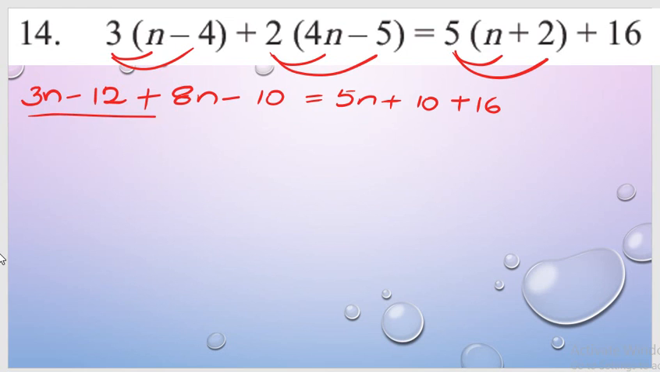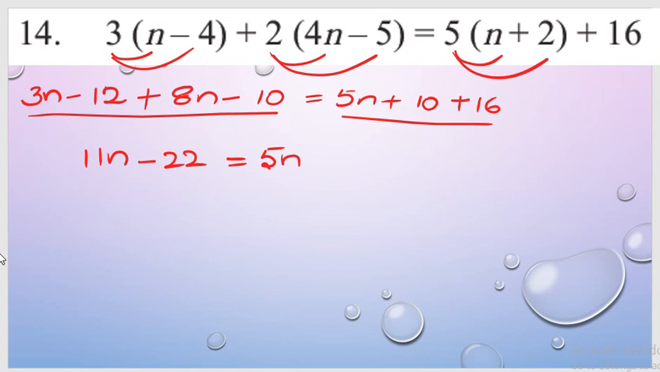Now simplifying the terms on left hand side as well as on right hand side. So what I am going to get? 3n plus 8n is nothing but 11n minus 12 minus 10. So both are having same signs. Simply do addition and keep negative sign is equal to 5n. So only one n term, one variable term is there. So write as it is, plus 10 plus 16 is 26.